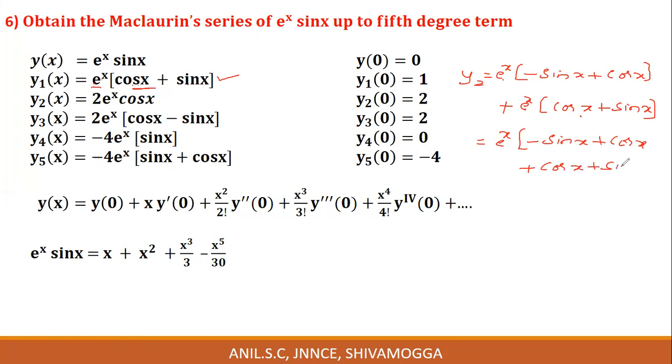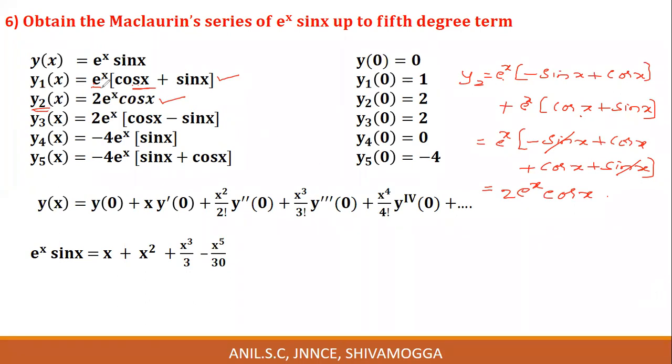Cos x plus sin x. Cancel this minus sin x with this plus sin x. What we get here is e power x into cos x plus cos x, which is 2 cos x. So 2 into e power x into cos x. This is y2.